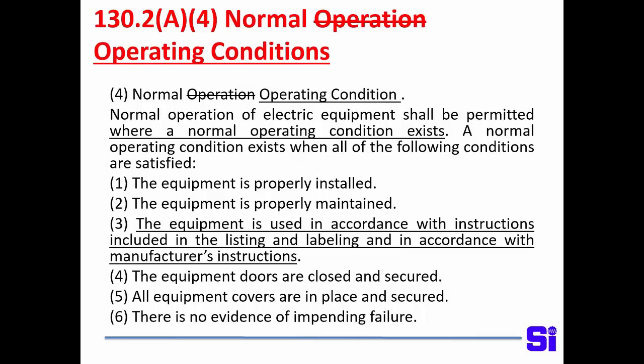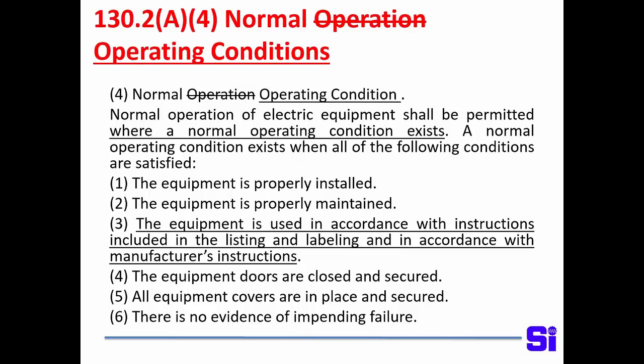110.2(A)(4) used to say normal operation. Now we're going to call it normal operating conditions, because that's really what we were talking about. So we say normal operating condition, where normal operation of electric equipment shall be permitted where a normal operating condition exists. And we have the same things: properly installed, properly maintained, no evidence of impending failure.